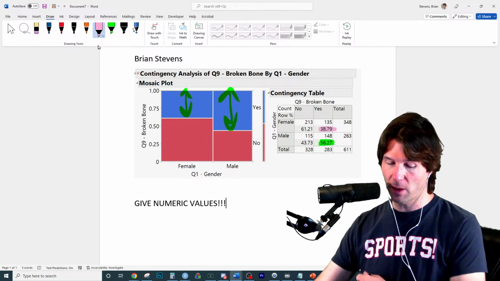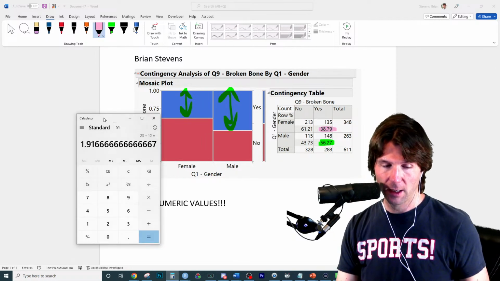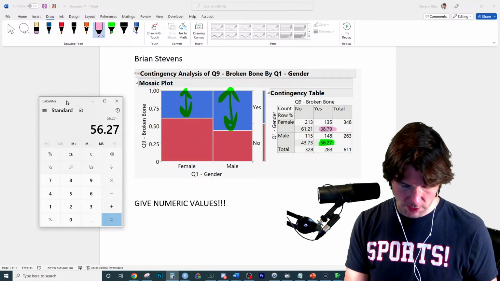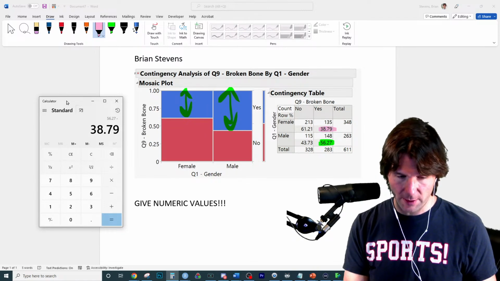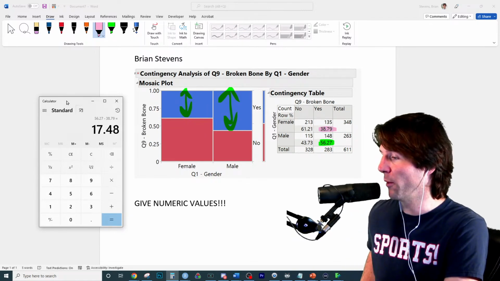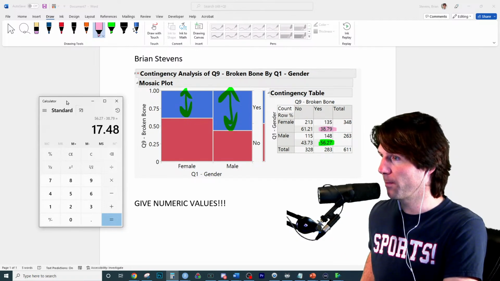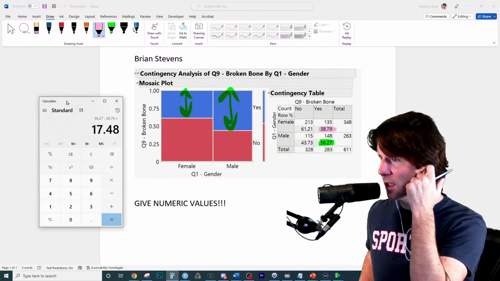This is a difference. I would actually mathematically subtract them. So I'll do that. 56.27 minus 38.79, and it's a difference of 17.48%. So you see how we are giving the numeric values in our write-up. You can see the difference right there.